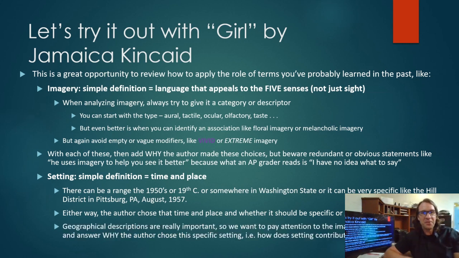Geographic descriptions are really important, so we want to pay attention to the imagery in those descriptions and answer why the author chose that setting and chose that imagery and chose these things. They are choices. How do they contribute to meaning, message? And so be careful there.